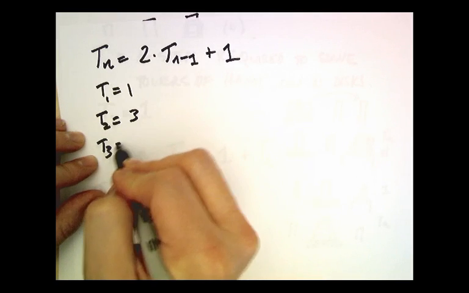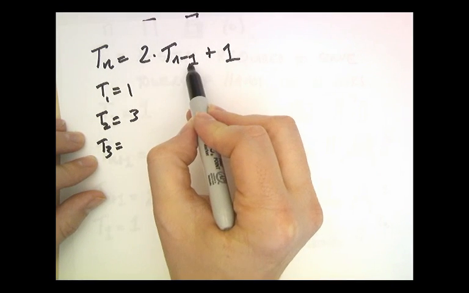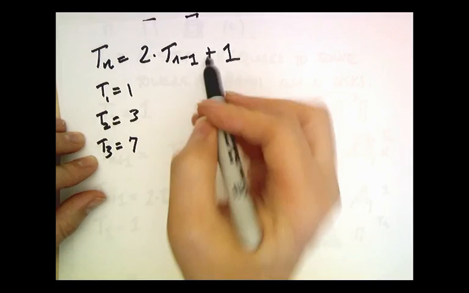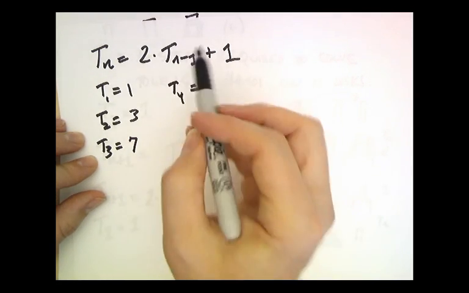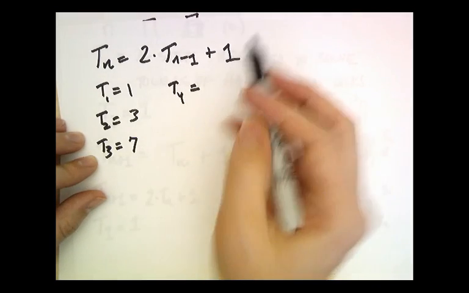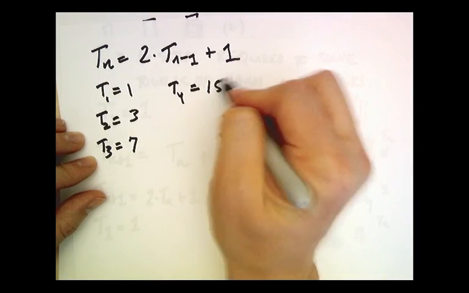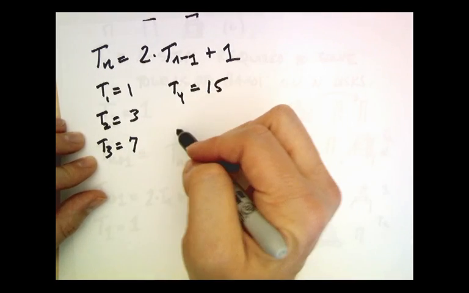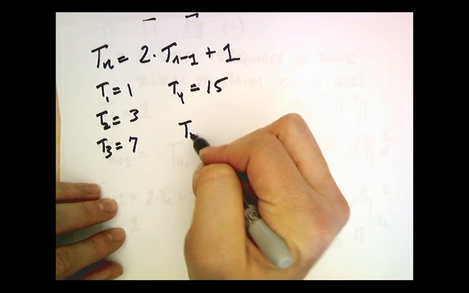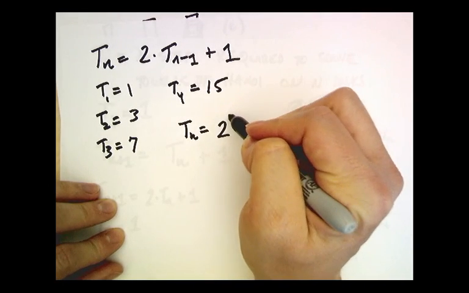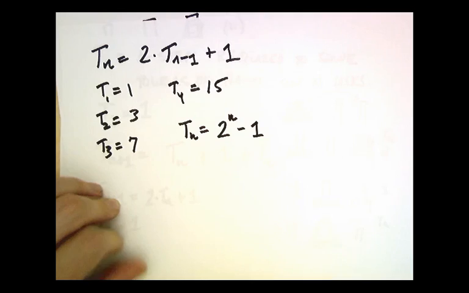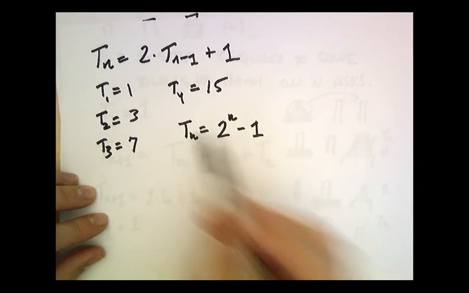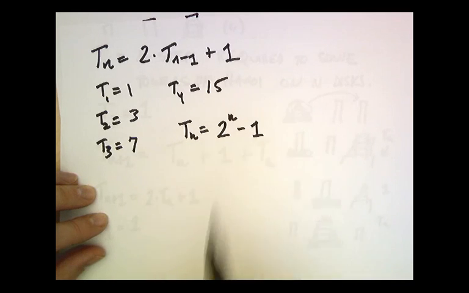How about T(3)? Well, it's 2 times T(n-1). That's 6 plus 1 is 7. T(4)? It's 2 times 7 is 14, plus 1 is 15. Great, so we could conjecture by looking at this pattern that T(n) = 2^n - 1. This turns out to be correct, so here's a simple formula for this particular recurrence: T(n) = 2^n - 1.